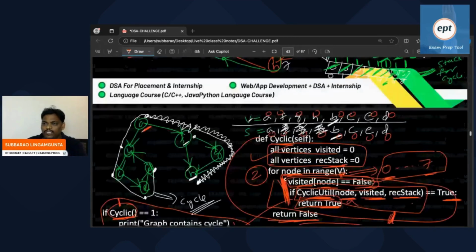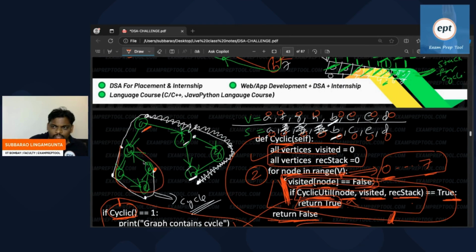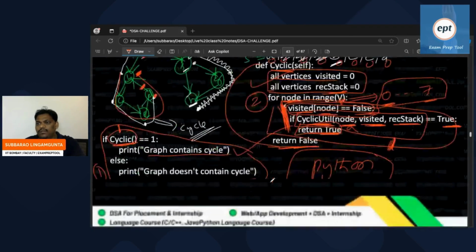See, if you want, you can check this one. You came like this, you are here, you came like this. This edge is called a back edge. See, from here you are visiting one vertex which is already visited. At that time, it is there in the stack also. This edge is called a back edge. If a back edge exists after doing a DFS, then a cycle exists. That is the answer for this.